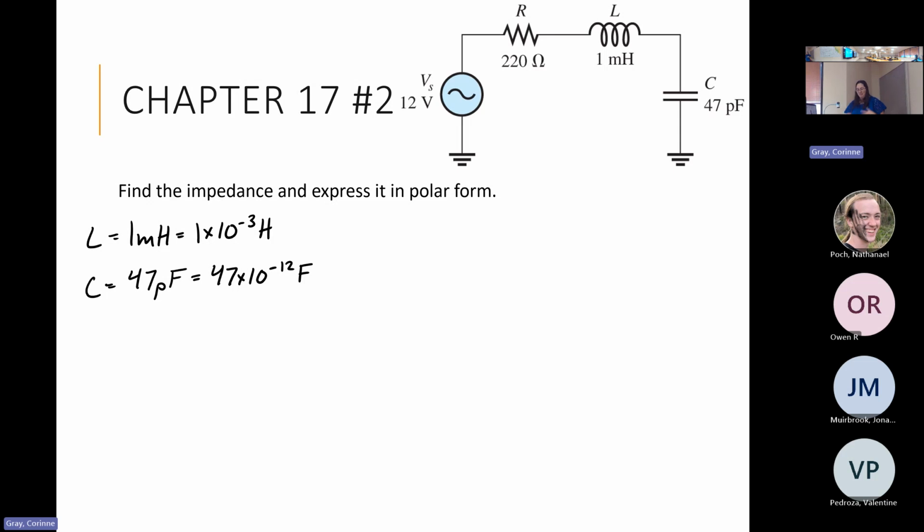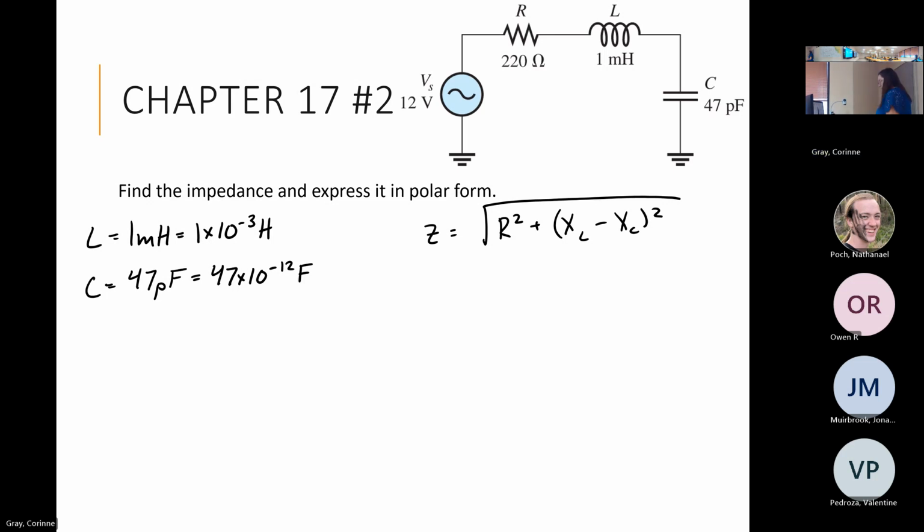All right, at the end of the day, I want to find Z. In particular, I'm looking for the polar form. So I'm gonna need the square root of R squared plus XL minus XC squared. What problem do I currently have getting to this point where I can start solving for polar? So the two reactances. Okay. What's the problem with that? I don't have a frequency.